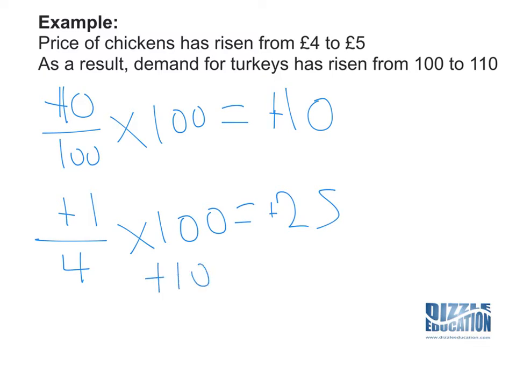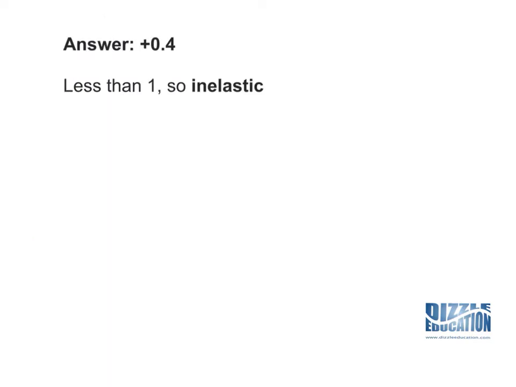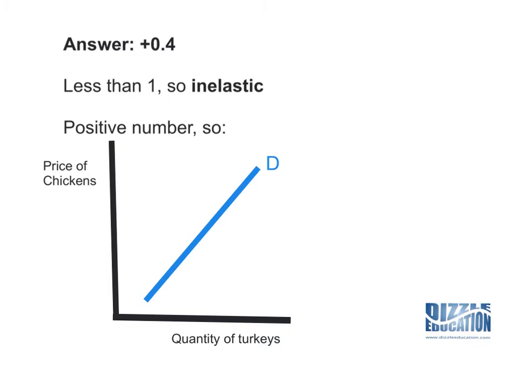And so plus 10 divided by plus 25 will give us an answer of plus 0.4. So our elasticity answer here for cross elasticity of demand between chickens and turkeys in this case is plus 0.4. So an answer of plus 0.4, first of all, is less than 1. So therefore, the relationship in this case is an inelastic relationship. And it is a positive number.